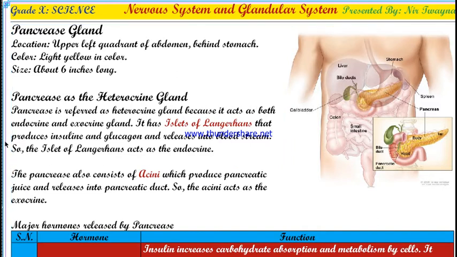Some part, or one type of cell, of the pancreas acts as an endocrine gland, and another type of cell acts as an exocrine gland, and that's why it is also known as a heterocrine gland. Hetero means mixed or many. Heterocrine, or mixed.